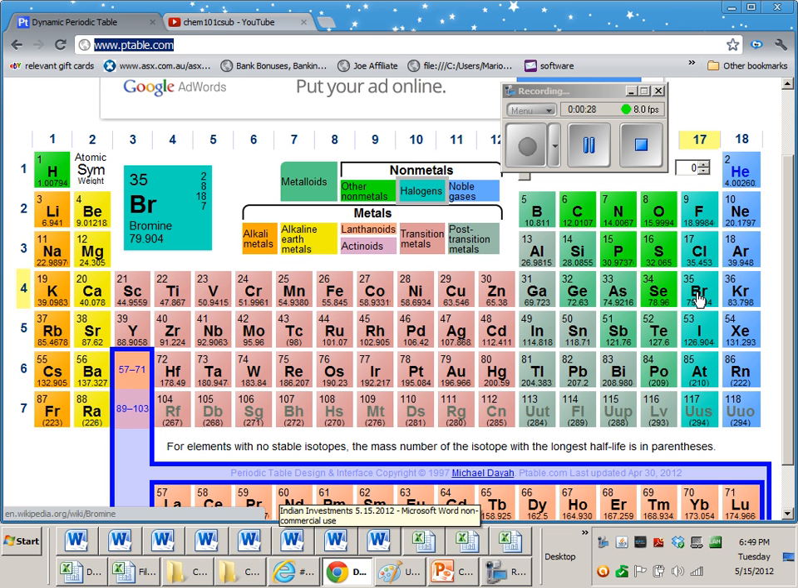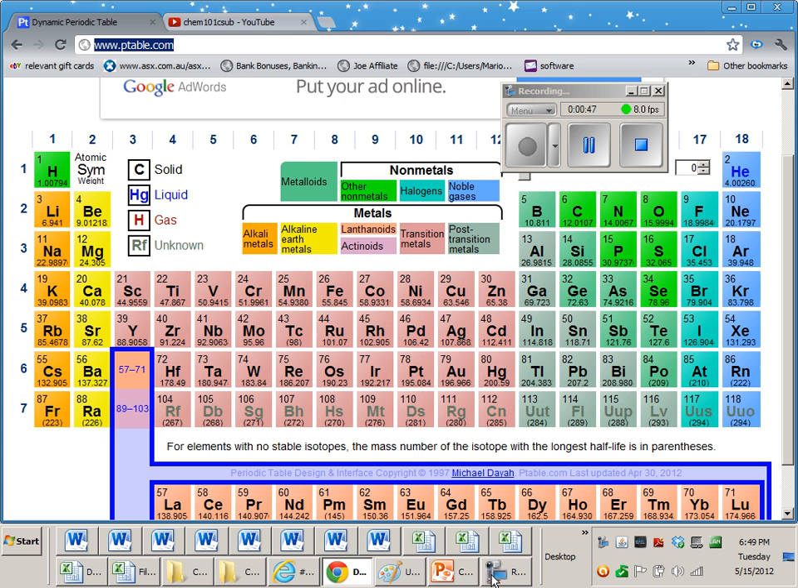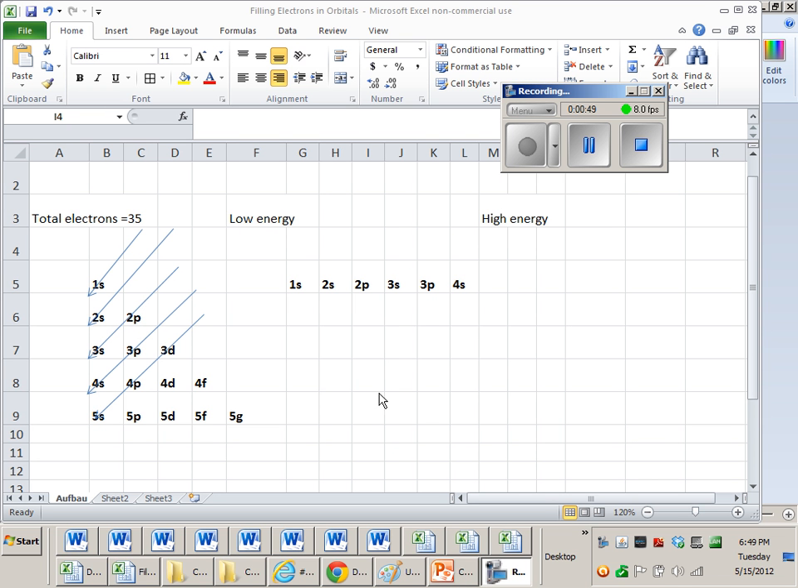How many electrons does neutral bromine have? How many protons does bromine have? It has 35 protons. Each proton has a positive charge. So if it's neutral, there have to be 35 electrons to balance it out. So we have 35 electrons in bromine. We are going to fill the orbitals until we've filled them with 35 electrons.